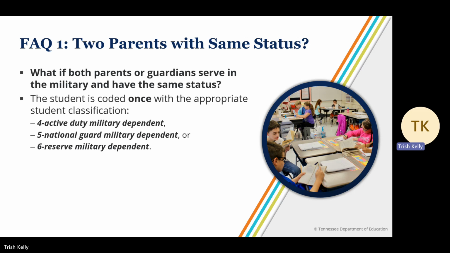We'll discuss 3 frequently asked questions. Frequently asked question 1, 2 parents with same status. What if both parents or guardians serve in the military and have the same status? In this situation, the student is coded once with the appropriate student classification: 4 active duty military dependent, 5 National Guard military dependent, or 6 reserve military dependent.